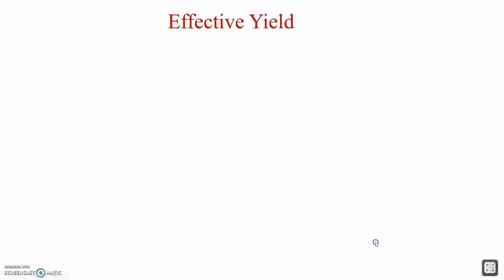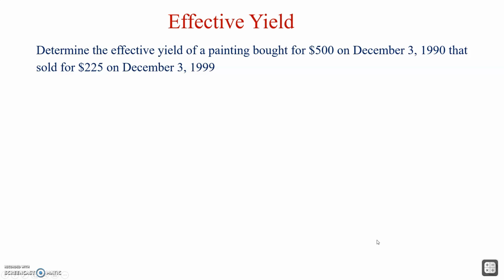All right, a couple more examples. Determine the effective yield of a painting bought for $500 on December 3rd, 1990, that sold for $225 on December 3rd, 1999. Again, we're going to go straight for the effective yield formula.